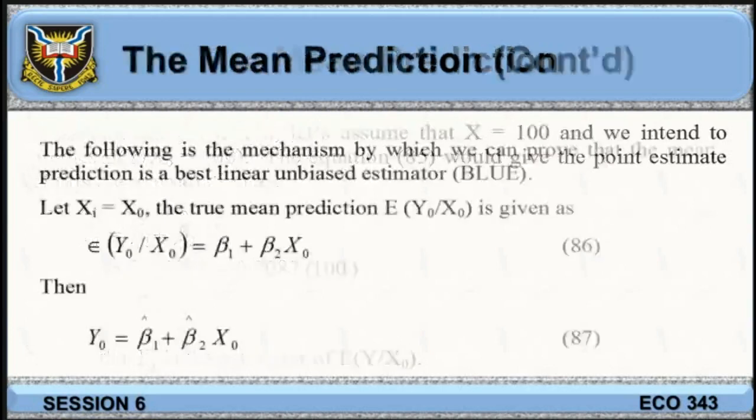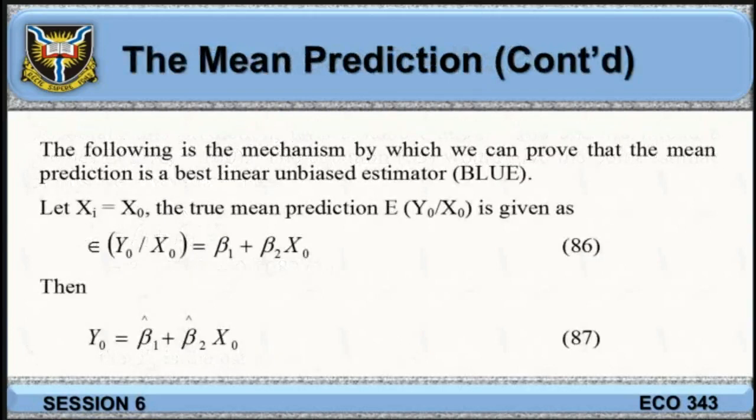The following is the mechanism by which we can prove that the mean prediction is a best linear unbiased estimator, BLUE. Let Xi equal X naught. The true mean prediction E[Y naught | X naught] is given as E[Y naught | X naught] = beta 1 + beta 2 X naught, equation 86. Then Y naught estimator is equal to beta 1 estimator plus beta 2 estimator X naught, equation 87.